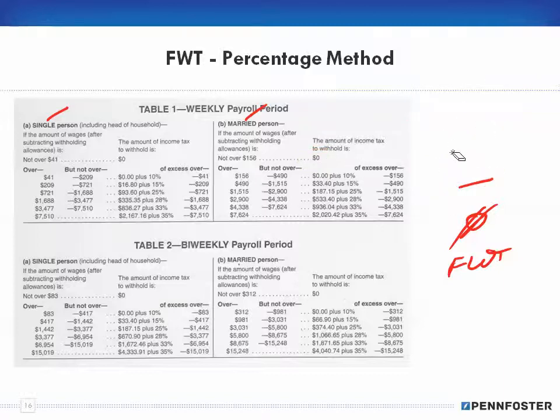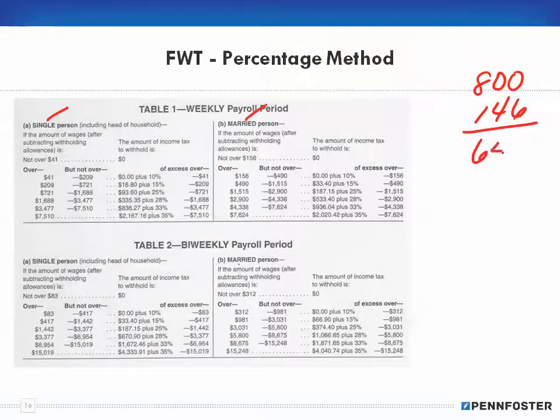But that wasn't the case. I had used this scenario of saying I had $800 and I subtracted 146 and that gave me 653. Since that's over 156, notice it says over but not over. So if it's over 490 but not over 1515, it falls right here in between that range. I come across and it says 33.40 plus 15% of the excess over the 490. So immediately I'm going to take out 33.40 as federal withholding, because the 33.40 is how much is withheld as the basis for 490.